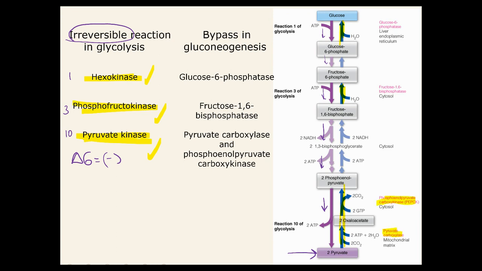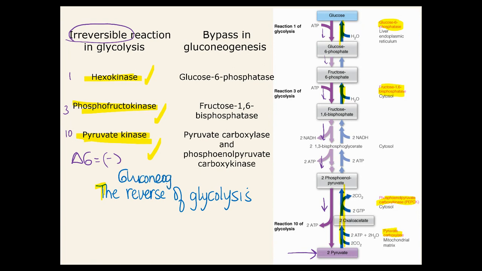So you have two enzymes. Instead of phosphofructokinase, you have fructose 1,6-bisphosphatase. And then glucose 6-phosphate back up to glucose is a different enzyme, glucose 6-phosphatase, not hexokinase. So the important part here for us is the reverse. Gluconeogenesis is not the reverse of glycolysis.